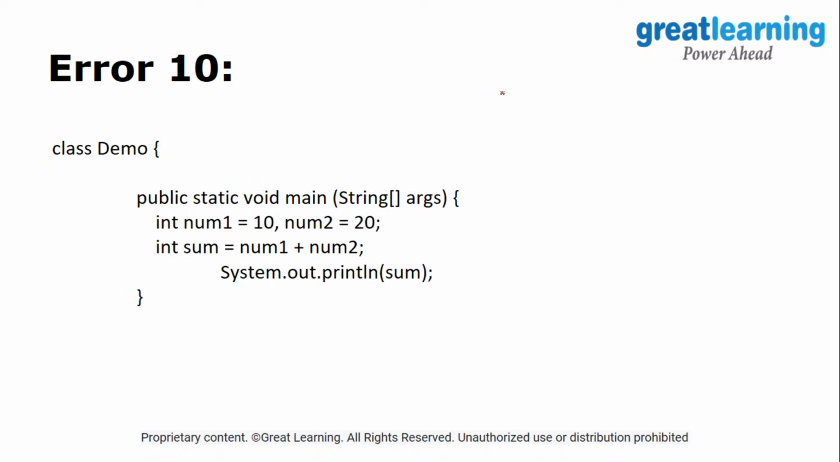Now what is the error in this program? Quickly, what will be the error in this case? So you have num1 equal to 10, num2 equal to 20, then sum equal to num1 plus num2, then you're just printing it out. Quickly, guys, what will be the error in this case?